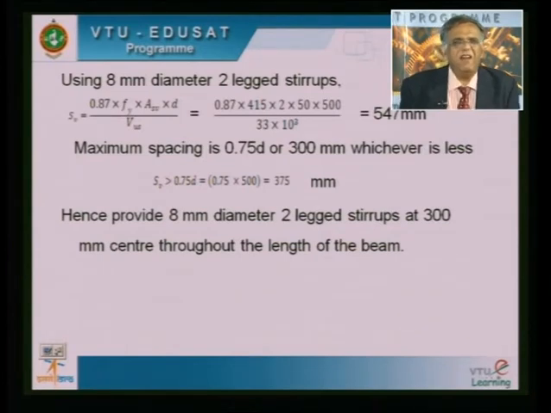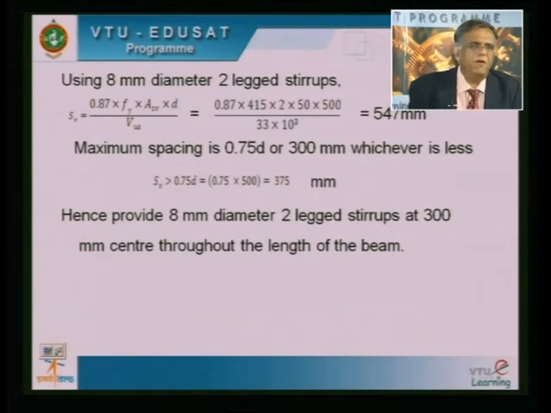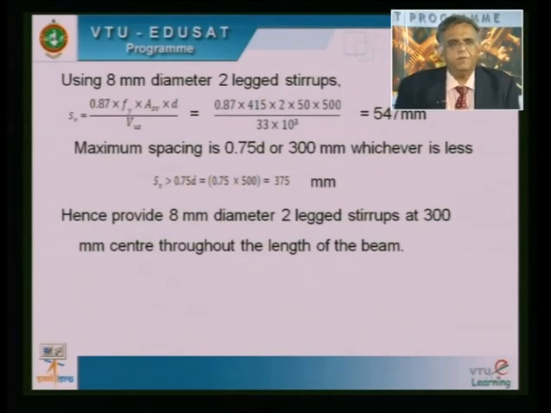So now again I am going to decide to use 8 mm diameter 2-leg stirrups. The moment I use vertical stirrups of 8 mm diameter 2-leg, I am going to use this formula as per the code. There are 3 sets of formulas given in the code as far as the shear design is concerned. Number 1 is for the inclined stirrups, number 2 for the vertical stirrups, and number 3 is for the bent up bars with stirrups. Since I am using vertical stirrups, I am going to use this particular formula which is given in the code. So I am going to substitute Fy, ASV, VUS and also the effective depth.